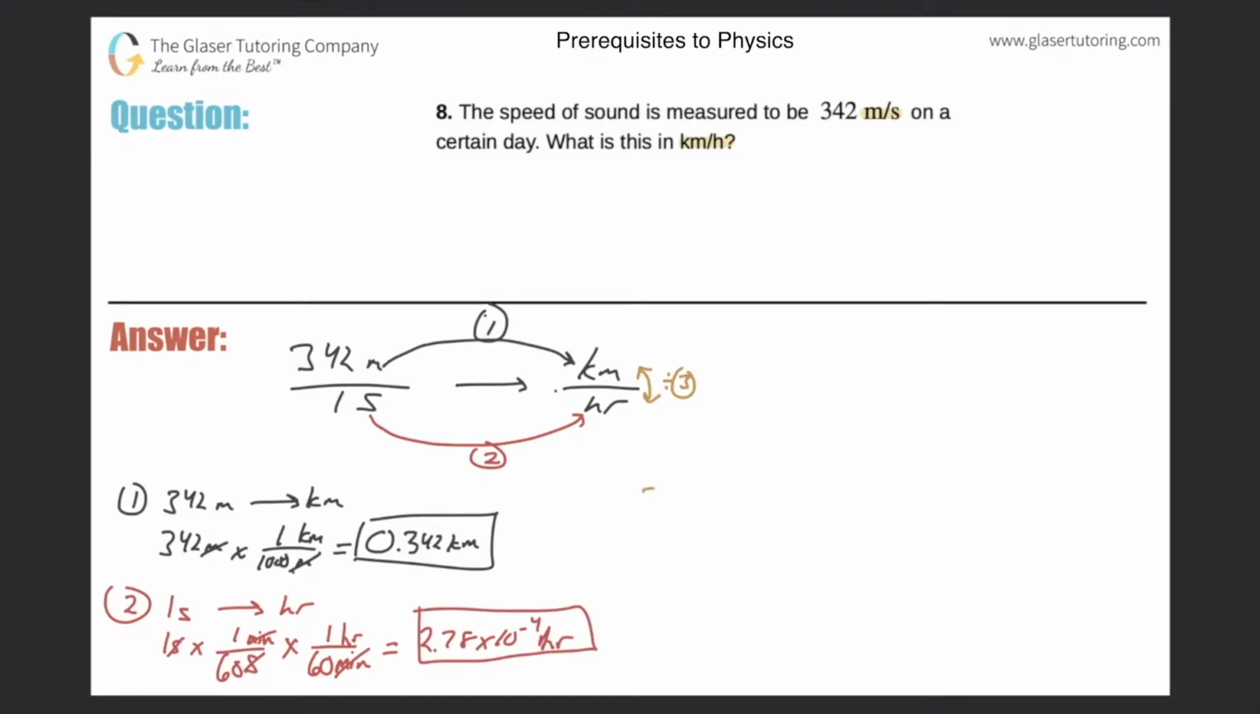And now the third step is to simply take your answer from the first step, so 0.342 kilometers, and then divide it by 2.78 times 10 to the minus 4 hours. And when we plug that into the calculator, let's do the division. I'm going to round slightly. I'm going to use a little scientific notation as well. So 1.23 times 10 to the third kilometers per hour. And that would be the final answer.